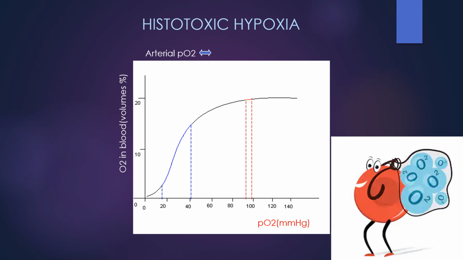In histotoxic hypoxia, you can see the oxygen tension in the artery is normal, but as there is no proper consumption of oxygen, there will be an increase of oxygen at the venous level. Oxygen pressure in the veins increases.